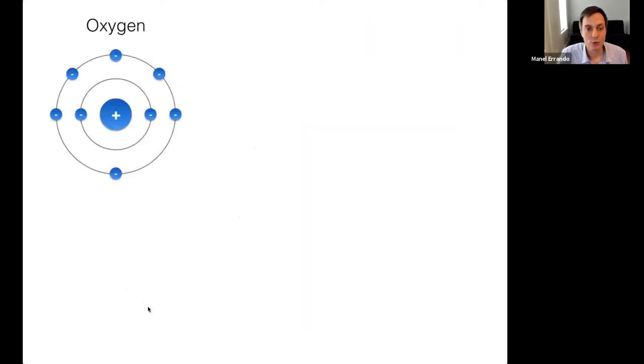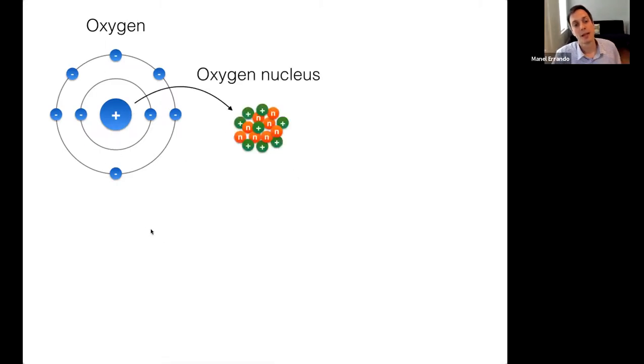So let's try to zoom further in, because we know that atoms are not fundamental particles. Atoms can be broken down into smaller pieces, into electrons, and we can separate the electrons from the nucleus. The electrons are fundamental building blocks as far as we know, but the nucleus is not. If I look at the nucleus of an oxygen atom, I would see that it has an internal structure.